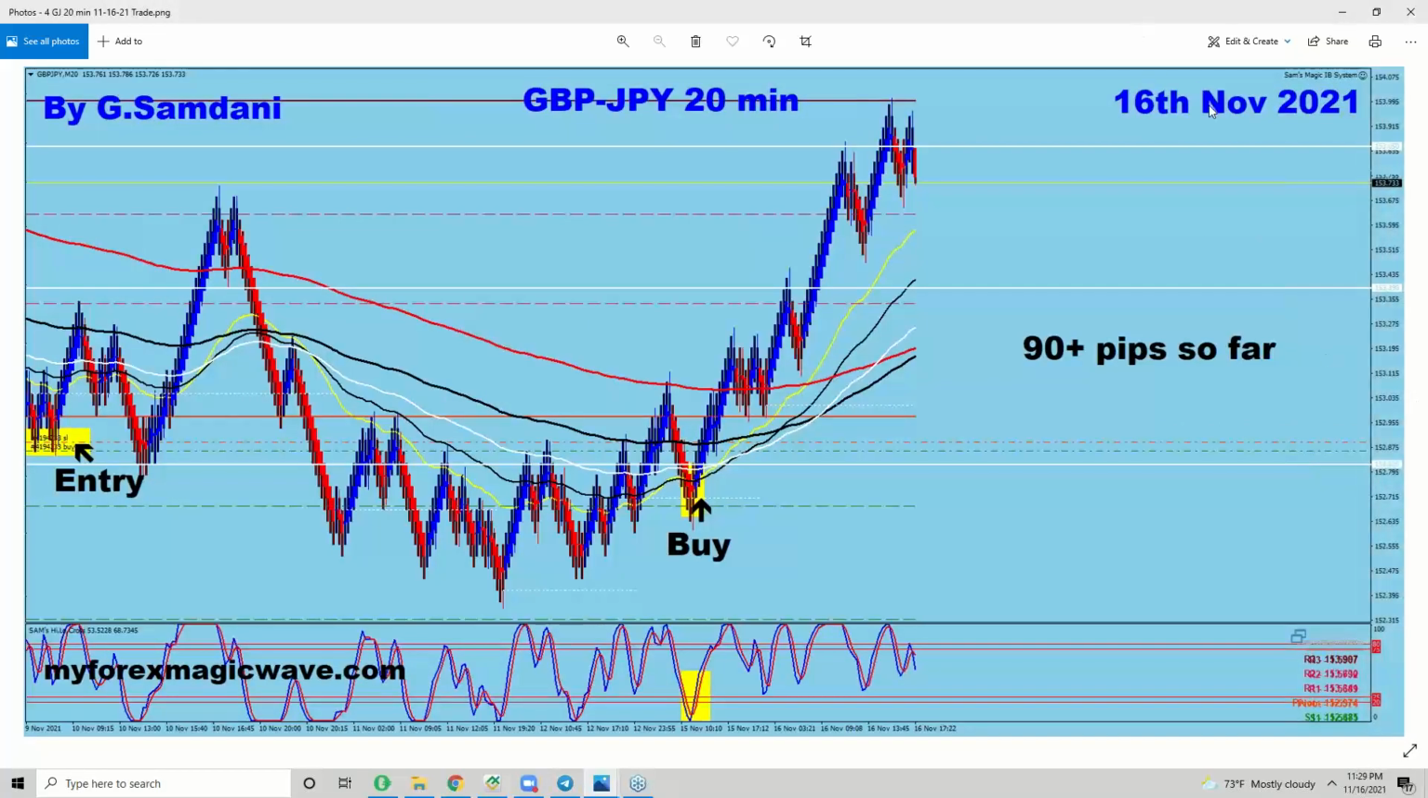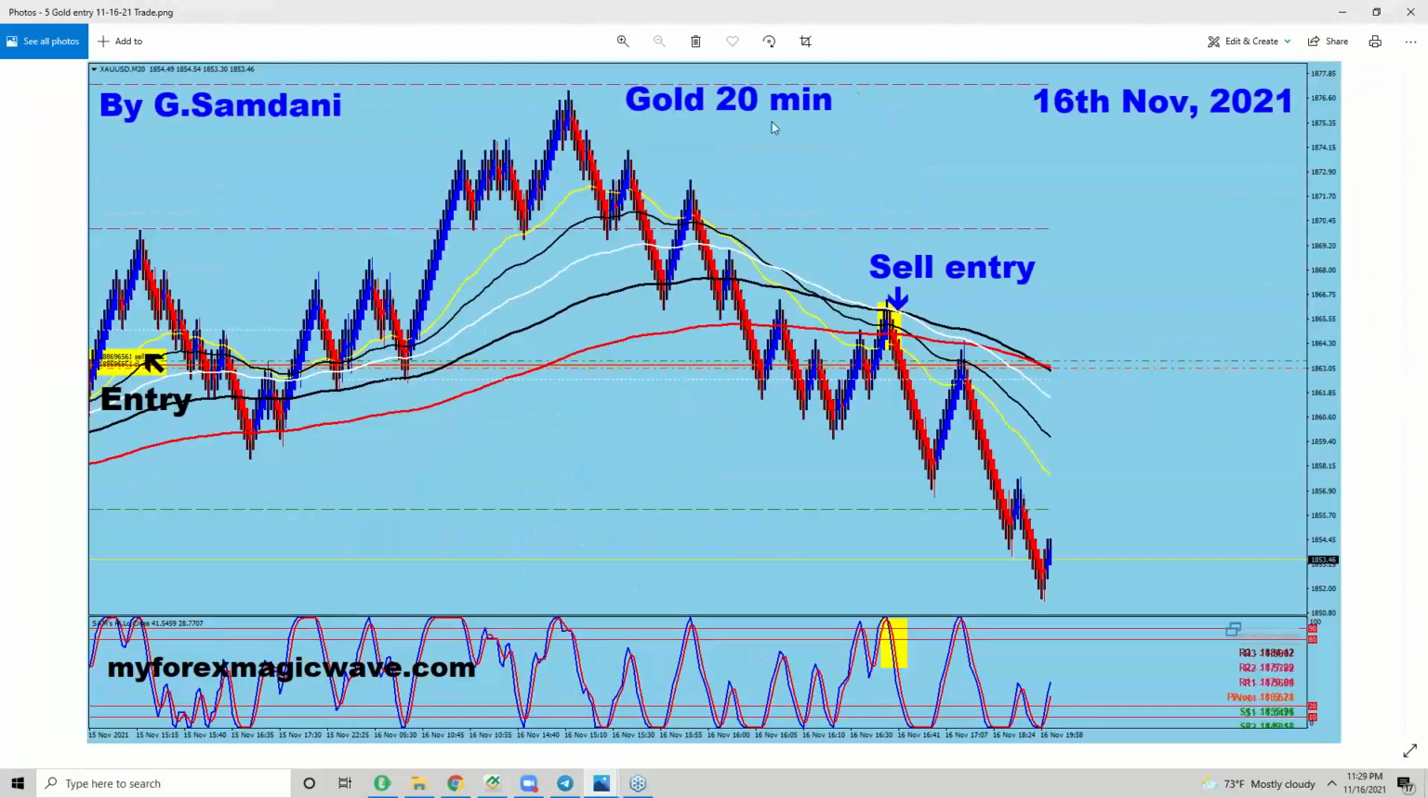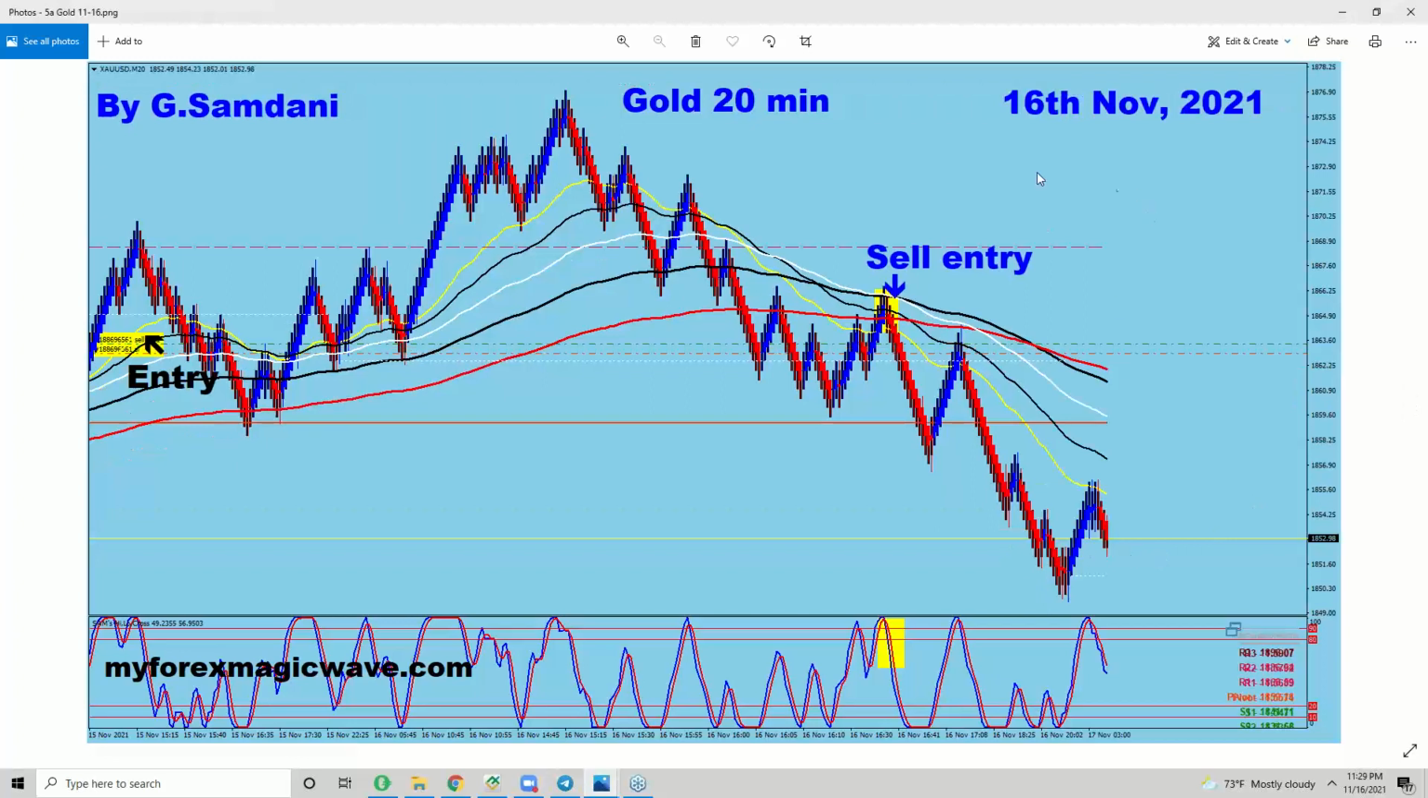On the 16th, again, Pound Yen also went up, bullish entry, and then it went up all the way for 90 pip. These are all, and then this is the gold chart that I was telling you about. The first entry I made here, then I think it went down a little bit more here. This is the final one that I just took a little while ago.